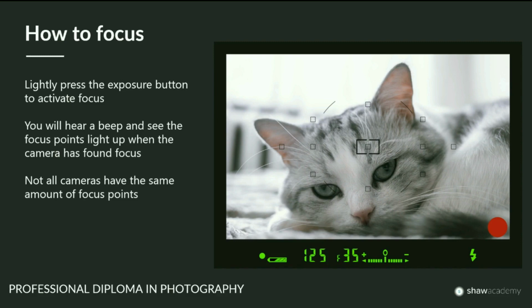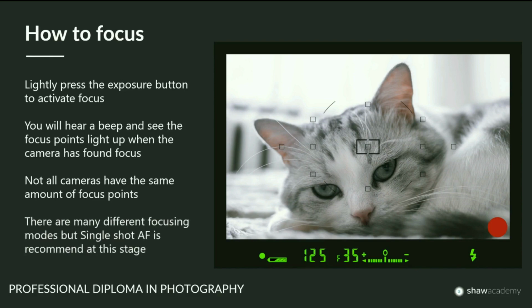And this just means that it might be a little bit harder for these cameras to find focus in situations where, say, there's not a lot of light available. However, I'm going to show you a technique that's going to help you to get around that in just a second. And as well, there are also many different focusing modes within our cameras. I'm sure you're aware of them again, but I recommend that you just stick with what's called single shot autofocus. You'll have some variation of this within your camera, but single shot autofocus is recommended at this stage so as not to overcomplicate things.